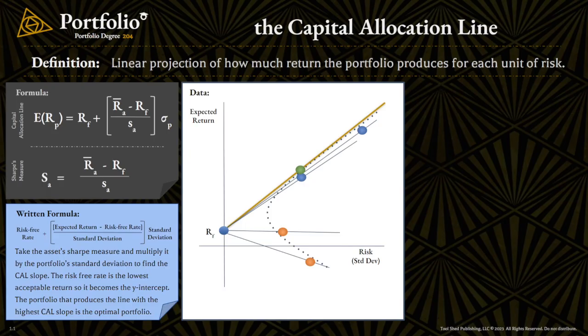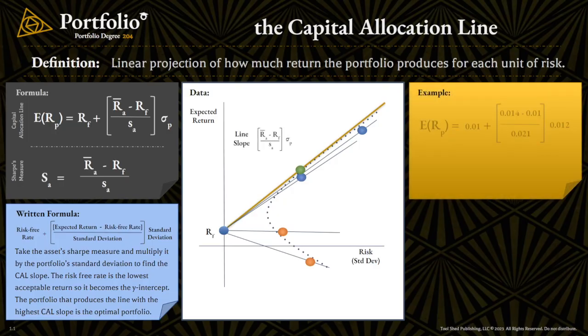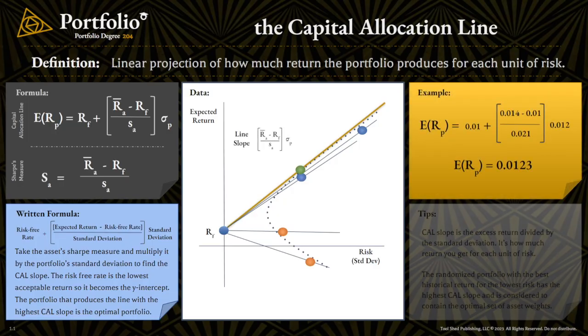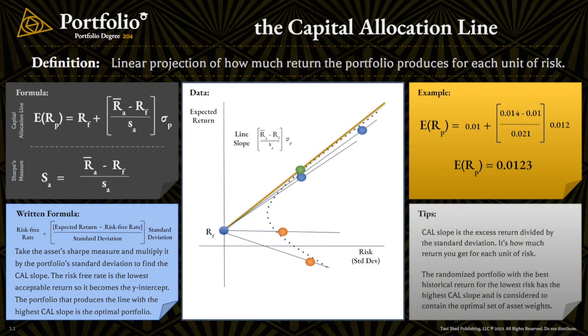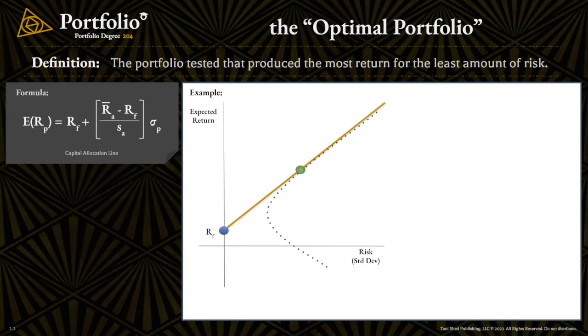There are other options with the blue that have positive slopes, but what we want to find is the portfolio with the highest slope, and as a reminder, the slope for the capital allocation line is the risk premium divided by the variance, then multiplied by the standard deviation. So what the math is trying to determine is which portfolio is giving you the most return for each unit of risk. The portfolio that does that is called the optimal portfolio.